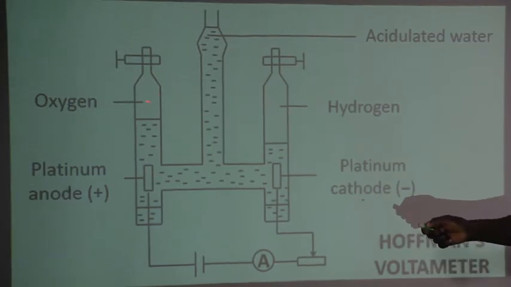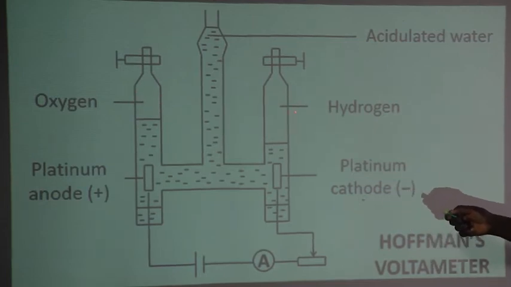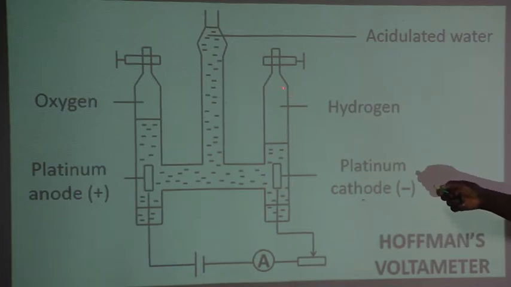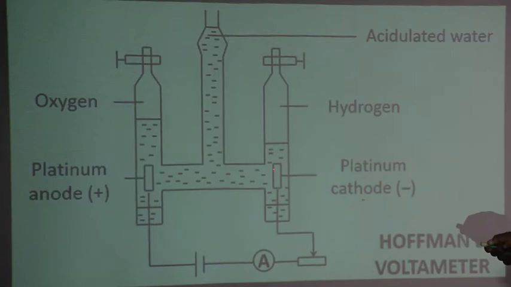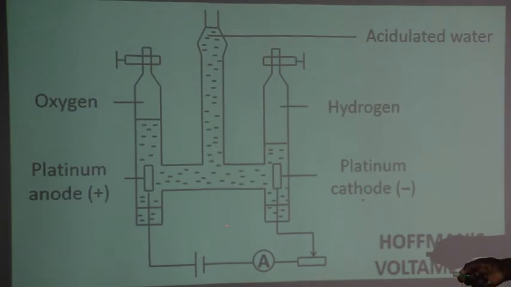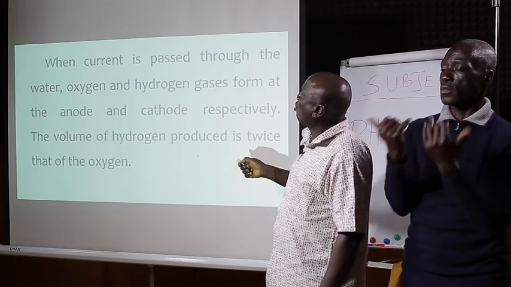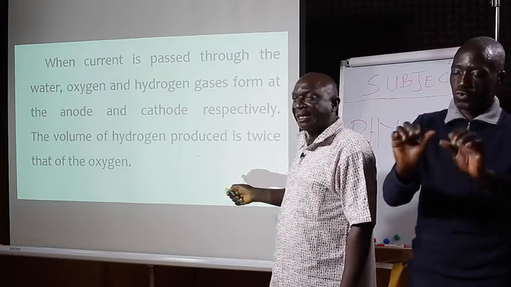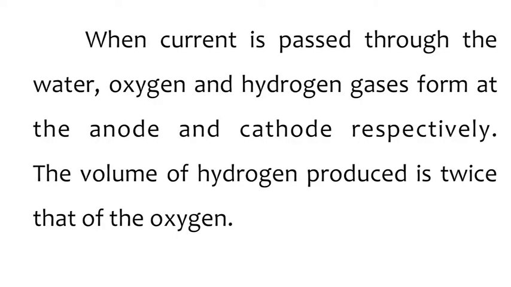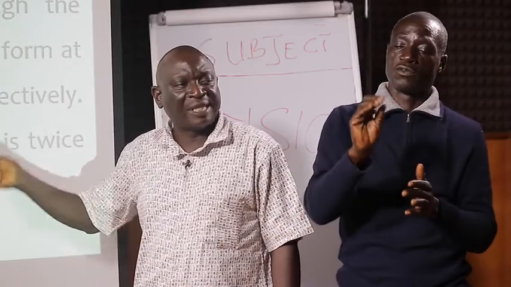Here, above the liquid in this tube, what is contained there is oxygen. Here, in this empty space, is hydrogen gas. Then we have the connections made to a battery or a source of electricity. Now, when current is passed through the water, oxygen and hydrogen gases form at the anode and cathode respectively. And the volume of hydrogen produced is twice that of oxygen, just like we have seen in the diagram.